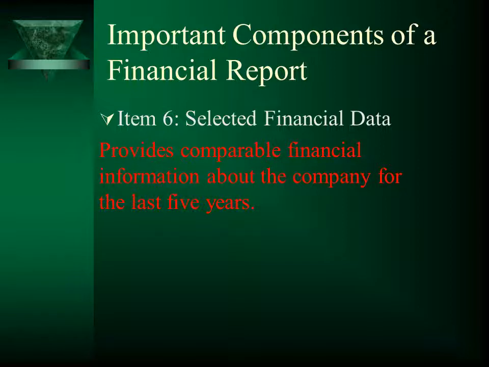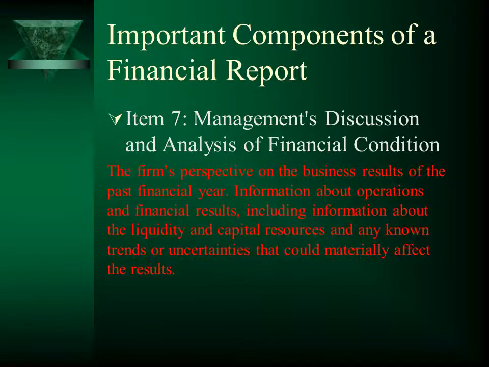Now, item 6 is entitled Selected Financial Data. This is where the company compares its current financial data to the last 5 years. So it gives the investor a very good idea of what the trends are. Item 7, management's discussion and analysis of financial condition, gives management an opportunity to add its own commentary, to give you their viewpoint or their explanation on why the numbers were the way they were from the previous reported period.